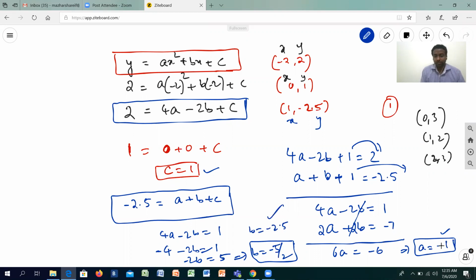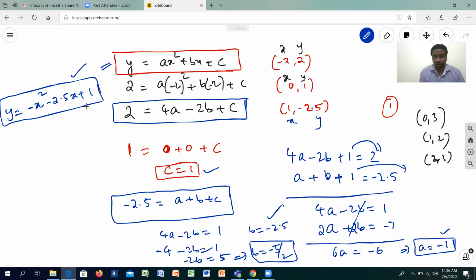So with these three values that we have, a, b, and c, substitute in your general form of the parabola. Here on the extreme left, substitute a is negative 1, so negative 1 means minus x squared. B, as we got, is negative 2.5x, and c is positive 1. That's it. So this is your quadratic equation, or the equation of a parabola, that you got. Whenever you have 3 points given, you can work it out like that.